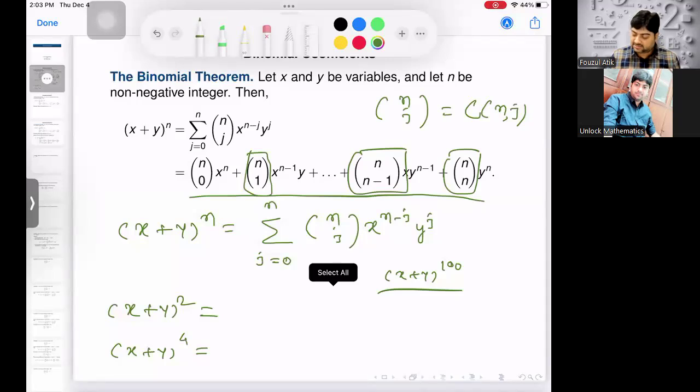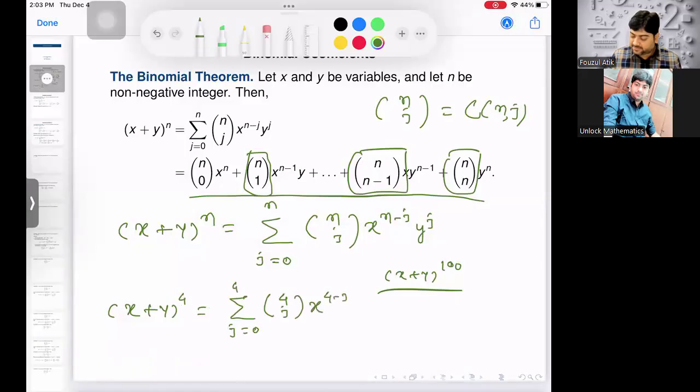Maybe I'll do it here so that I'll get some space. (x plus y) whole to the power 4. What is that? First you write the expression: summation of j equal to 0 to 4, 4Cj x to the power 4 minus j into y to the power j. Now you expand this series. So j equal to 0: 4C0 into x to the power 4 minus 0 into y to the power 0. So it will be like this.